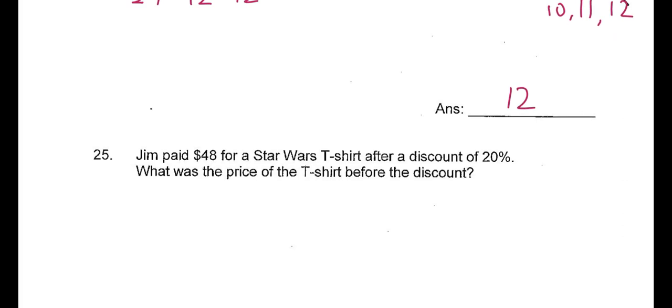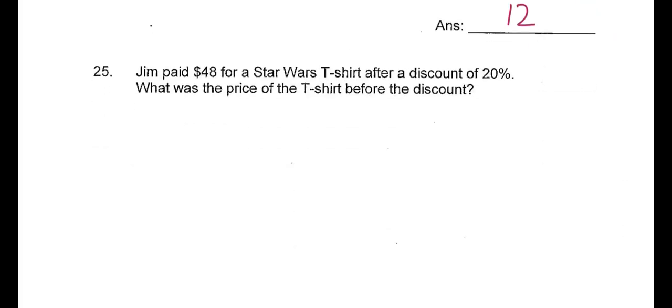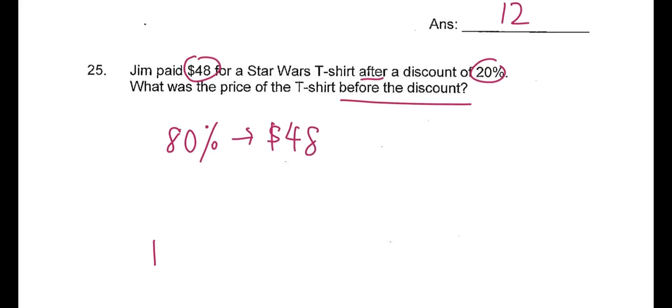Question 25. You have this person called Jim, and he only paid $48 after the discount of 20%. Meaning to say that the shirt he actually bought is only 80%. He's only paying 80% of it. Now, you're supposed to find out the price before the discount. That means your aim is to get to 100%.